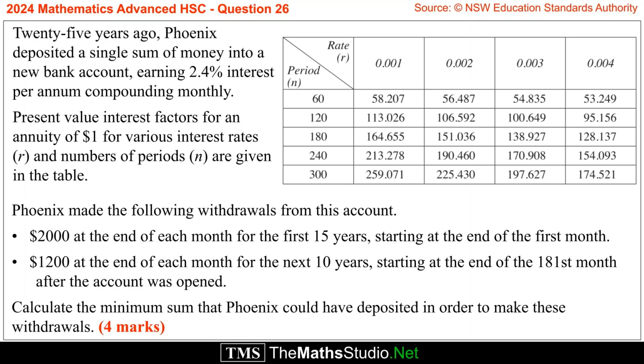Phoenix made the following withdrawals from this account. $2,000 at the end of each month for the first 15 years, starting at the end of the first month, and $1,200 at the end of each month for the next 10 years, starting at the end of the 181st month after the account was opened. Calculate the minimum sum that Phoenix could have deposited in order to make these withdrawals.